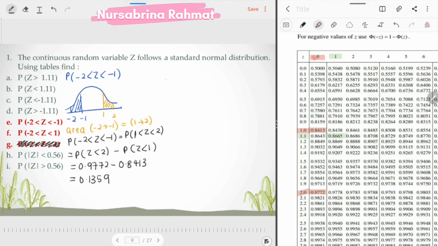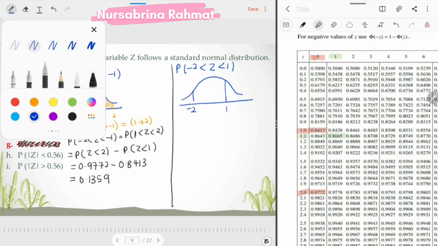Okay, so let's solve for F when it involves a negative sign. P of -2 less than Z less than 1. Okay, so let's draw our bell curve. This is our bell curve. So -2 is about here, 1 is about here. So it occupies this shaded region.